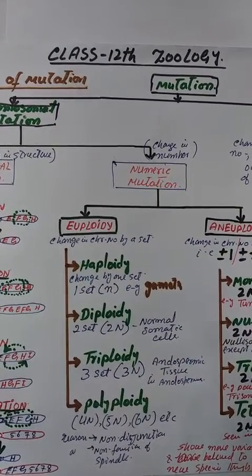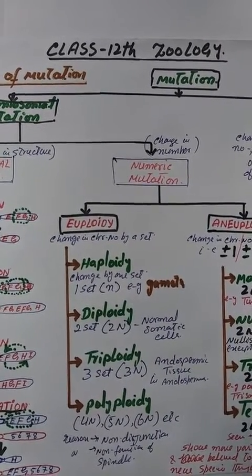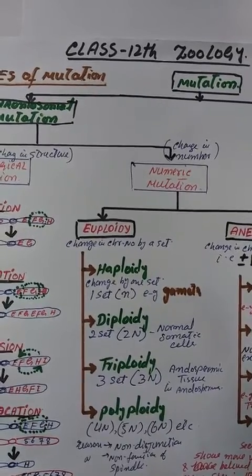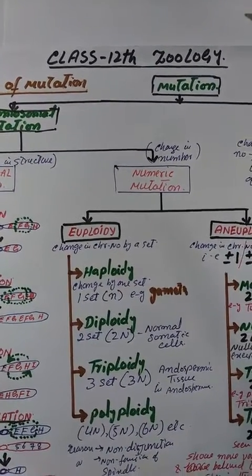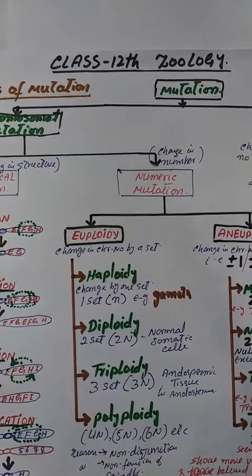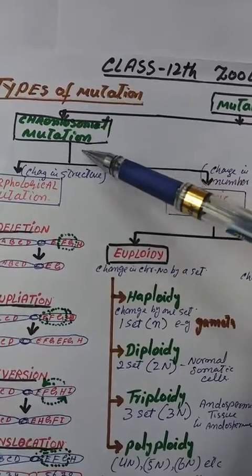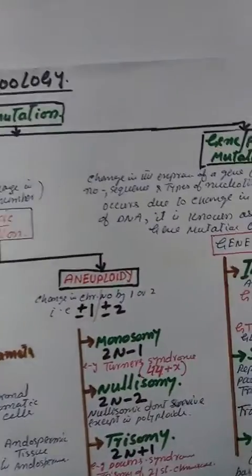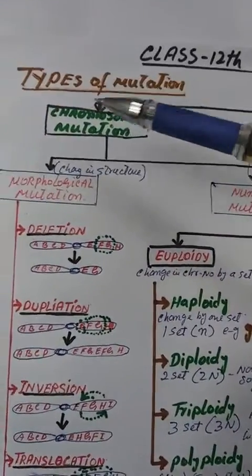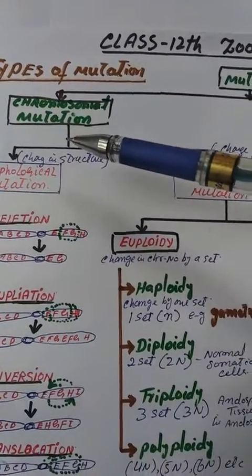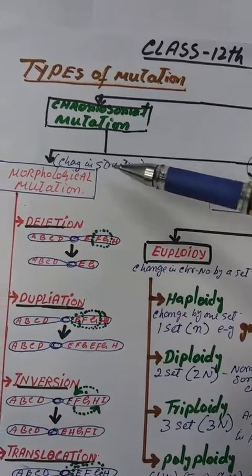In our previous topic we discussed mutation and causes of mutation. Now today we will discuss the types of mutation. Mutations are broadly classified into two types. Number one is the chromosomal mutation and number two is the genetic or point mutation. As far as chromosomal mutations are concerned, they are further categorized into two types.